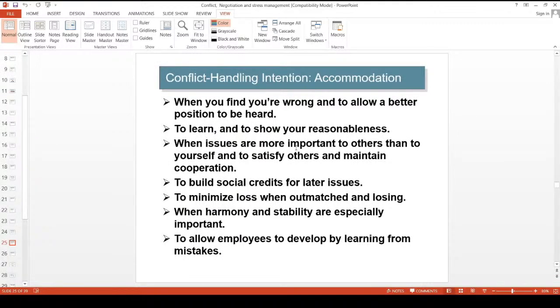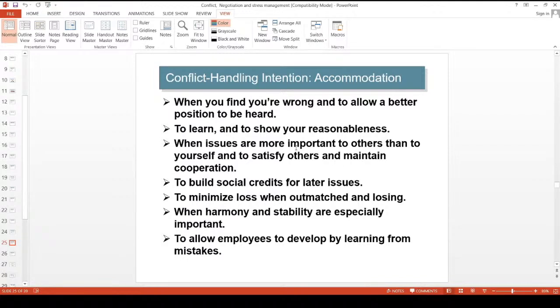The accommodation approach is better used in situations when you find that you are wrong, and to allow a better position to be heard. In this situation, you try to accommodate the other party to learn and to show your reasonableness, that the other party's concerns are more important for you, and you trust the other party's view and try to accept it. It is also used when issues are more important to others than to you, to satisfy others and maintain the cooperation. So you accommodate the other party because the issues may be more important to them as compared to yourself.